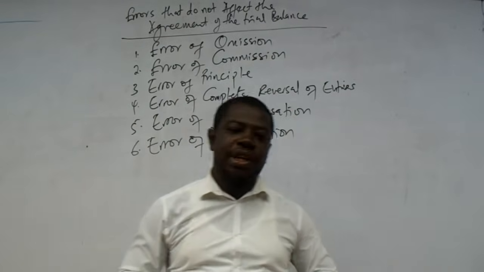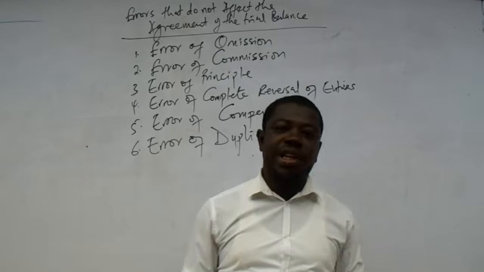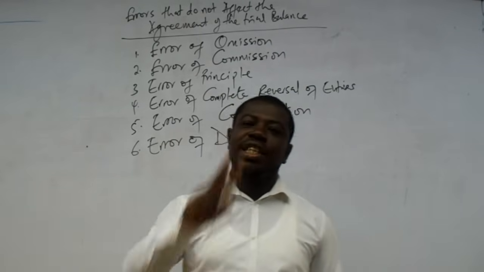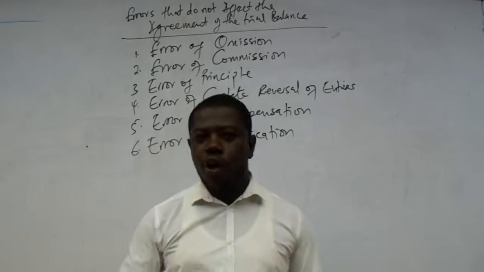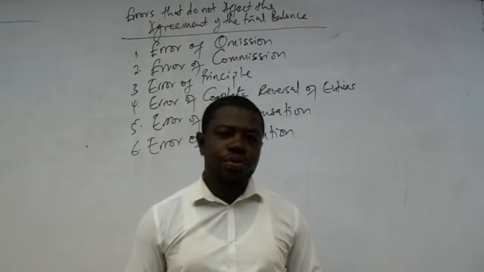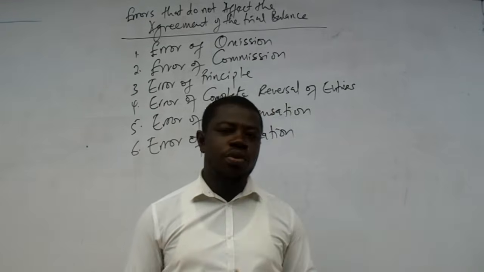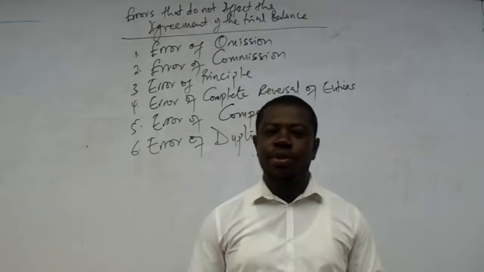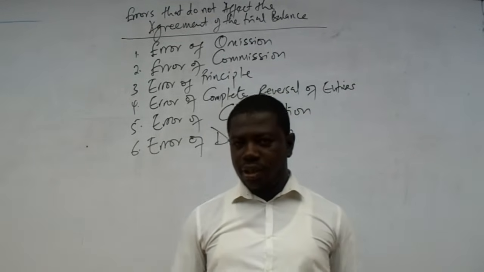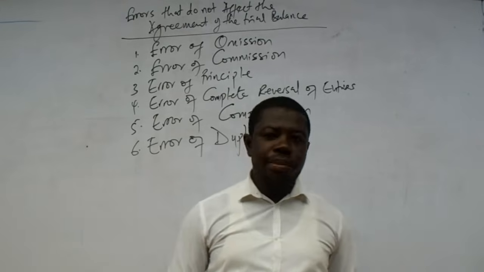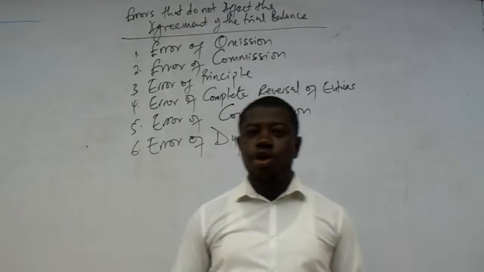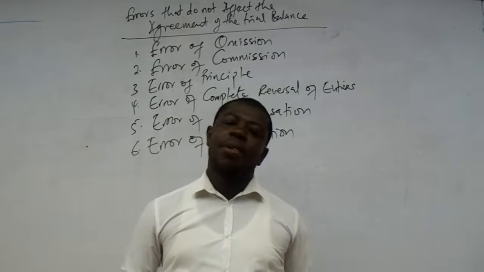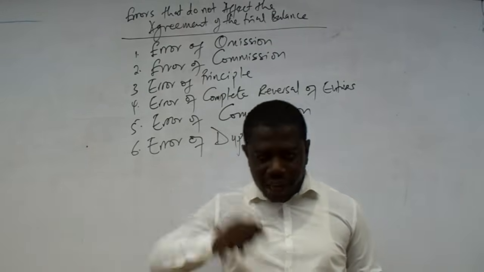That one will also not make the trial balance disagree; it will still agree. Now, error of duplication is when you record the transaction twice or even more. For example, you made sales to Kwame. You debited Kwame, you credited sales this day and you closed for the day. Tomorrow you came in the morning, you want to begin your work. You forgot that you did that entry and you go back again, debit Kwame again and credit sales again.